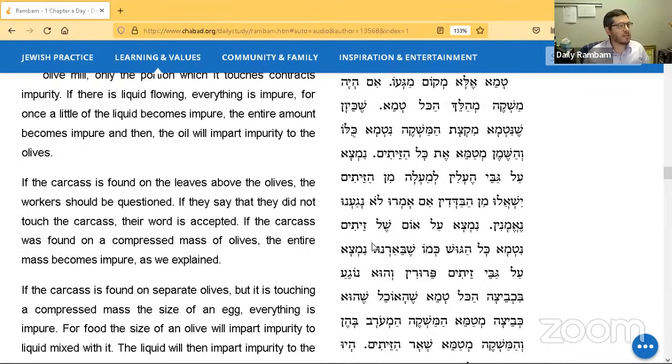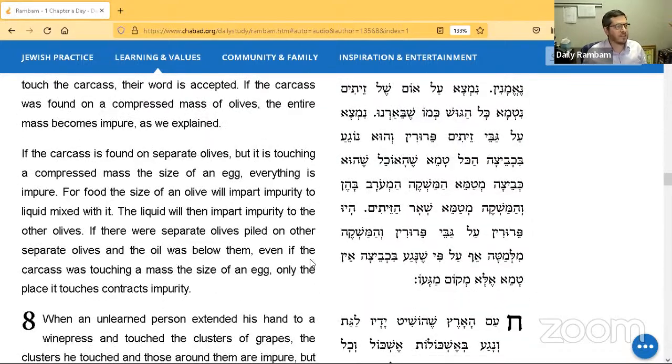If the carcass is found on the leaves above the olives, the workers should be questioned. If they say that they did not touch the carcass, their word is accepted. It knows that the olives themselves didn't touch it. But if the carcass was found on a compressed mass of olives, the entire mass becomes impure, as we have explained, because it is connected. It's not separate pieces. If the carcass is found on separate olives, but it is touching a compressed mass of the size of an egg, everything is impure.